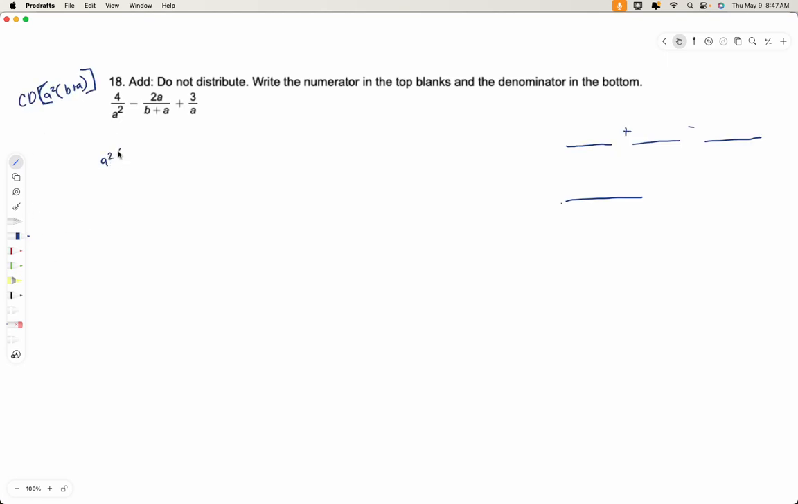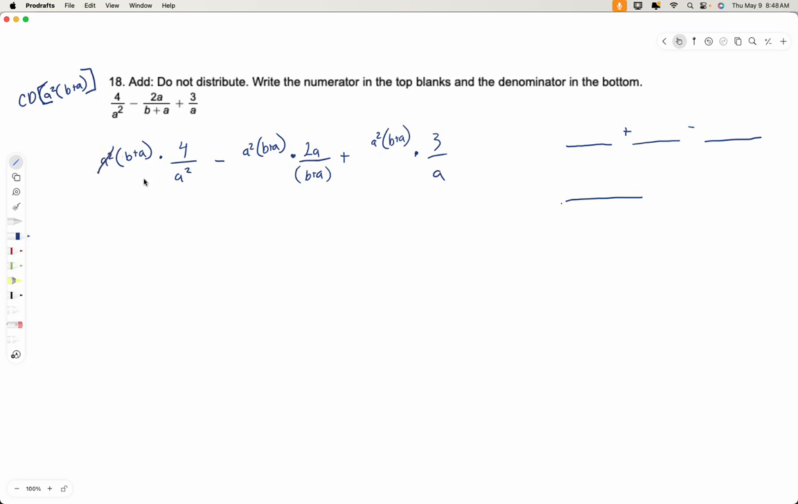So that's what we're going to multiply everything by. So a squared times b plus a times 4 over a squared, minus a squared times b plus a times 2a over b plus a, plus a squared times b plus a times 3 over a. Now we're going to reduce.